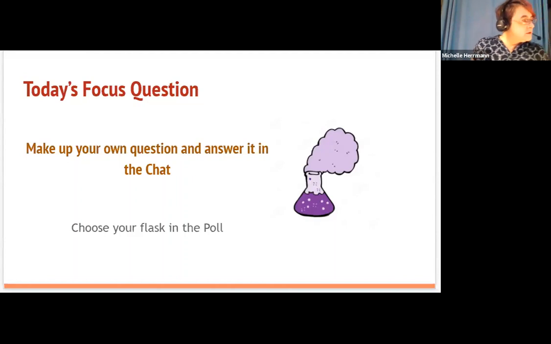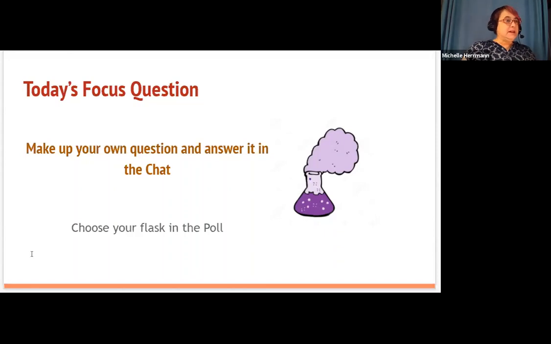Yeah, because chrome is used to plate a lot of things. But I don't know if chrome plating is pure chromium or if it's an alloy with something else. So that would be a good thing to look up. All right. These were good questions.